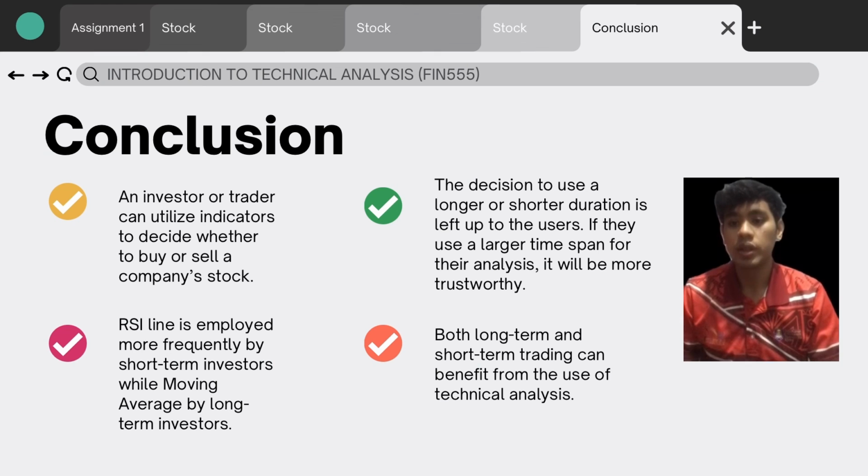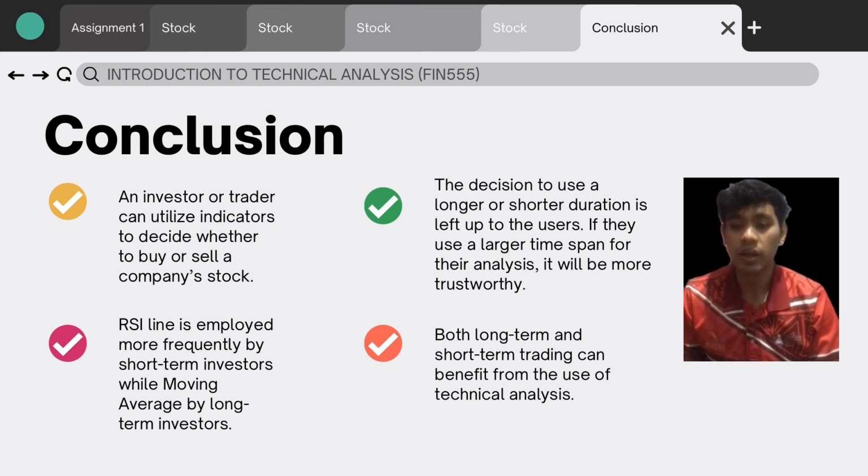As for the conclusion, it is crucial to undertake technical analysis before taking a position in the market. An investor or trader can utilize indicators to decide whether to buy or sell a company stock. We may conclude that the RSI line is employed more frequently by short-term investors while moving average by long-term investors. However, support and resistance are of utmost importance.